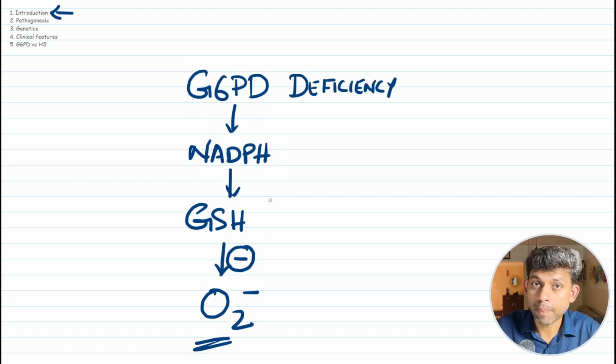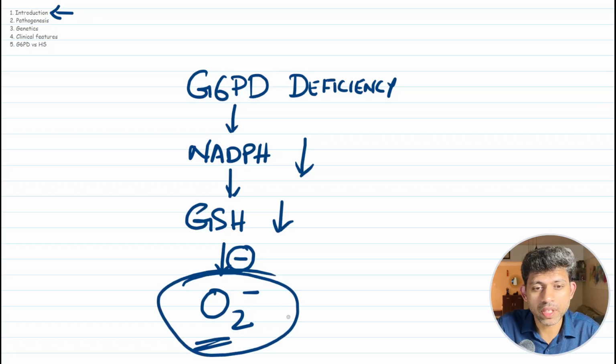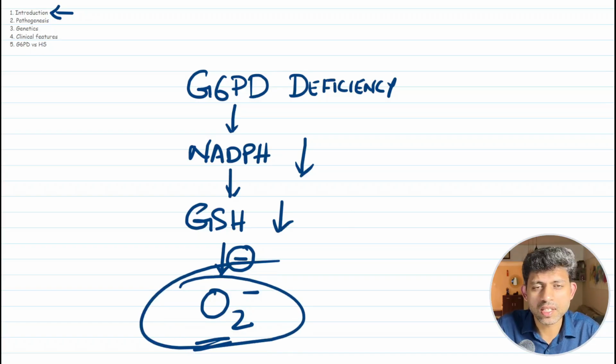Now let's look at what happens in G6PD deficiency. Here, although G6PD is produced, the produced enzyme is not stable enough. So most of the enzyme cannot be used. Because of this, NADPH is reduced. So the availability of reduced glutathione is lowered. So there is no one to prevent oxidative damage. This is the basis of G6PD deficiency.